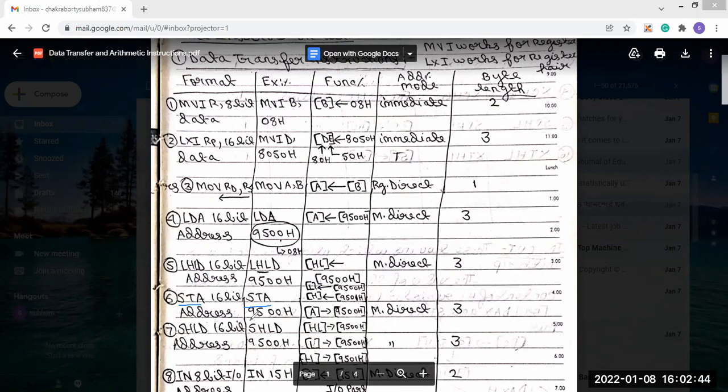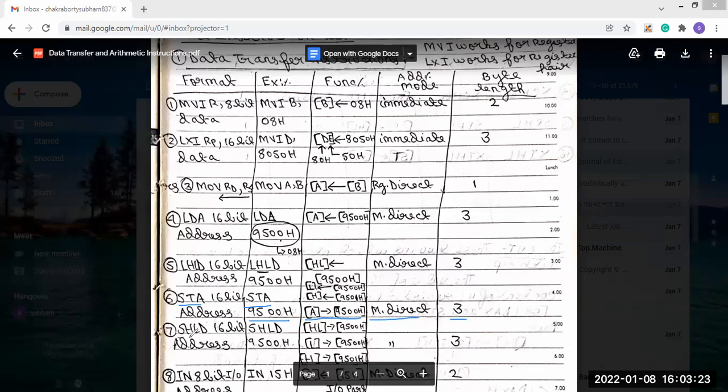So the command will look like this: STA, and as an example, let's say we have taken the memory location address as 9500H. The data present in this address will be stored into the accumulator. Here also a memory location is present, so this will be memory direct with a 16-bit address. That means the byte length will be 3.